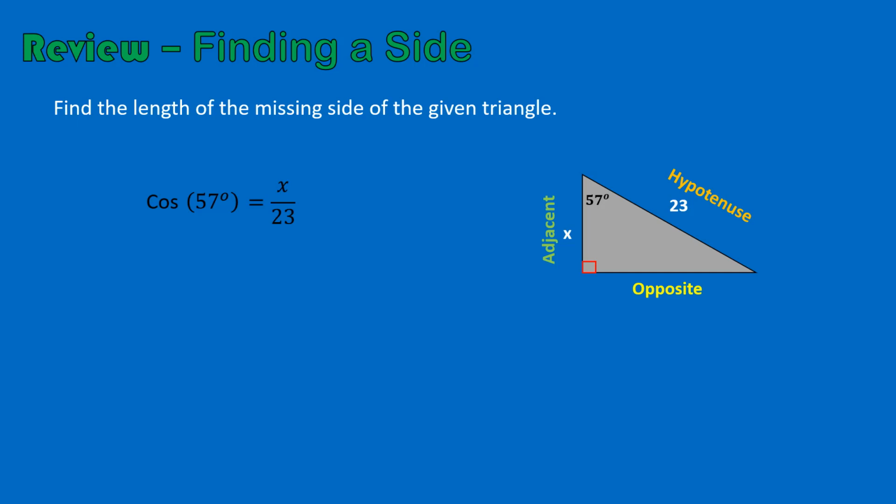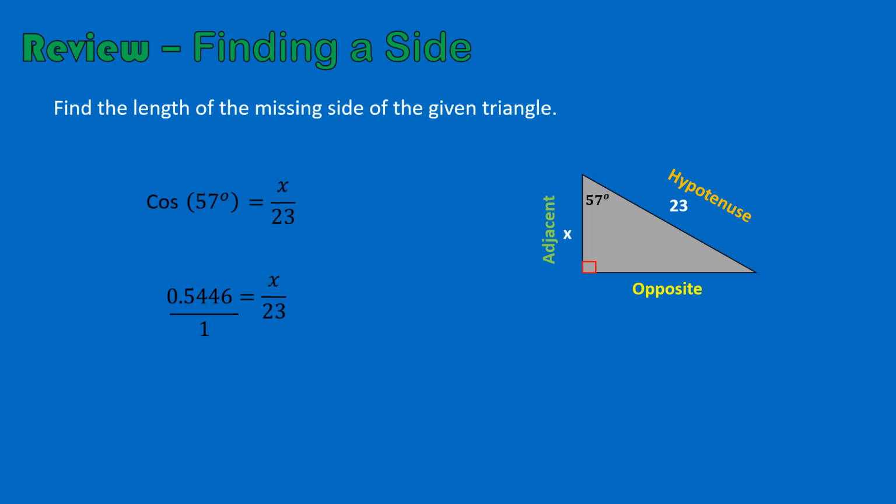Now we know cosine of 57 has a value attached to it, so I'm going to rewrite this as 0.5446 equals x over 23. That 0.5446 comes from my calculator. Type in cosine 57. But remember, you need to be in degree mode. Now I have this. I'm going to set this up to look like a proportion by writing an over 1 on the left side of my equation.